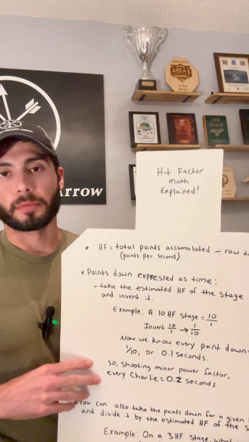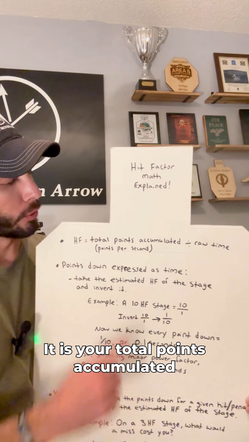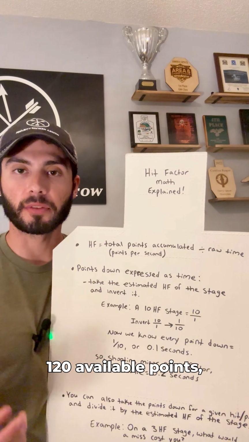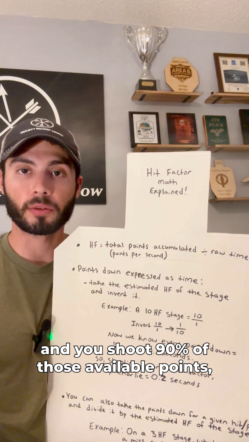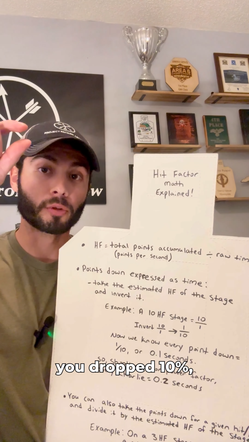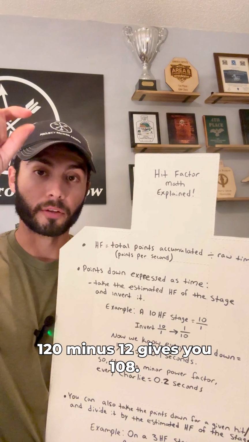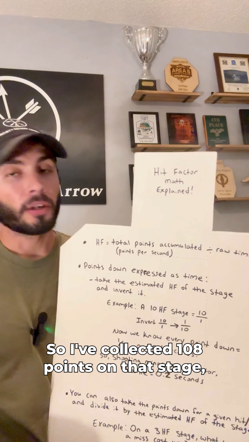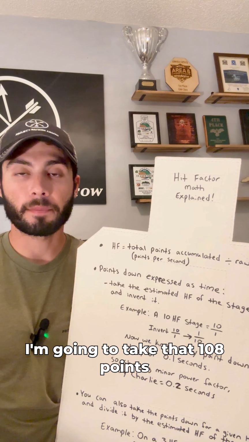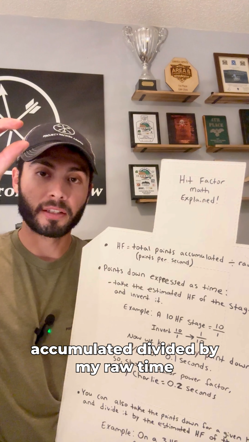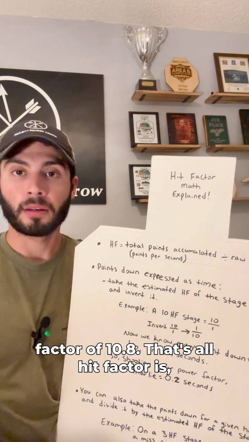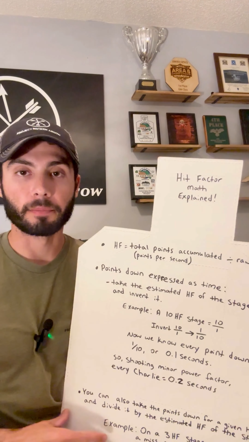So, first of all, what is hit factor? Hit factor is points per second. It is your total points accumulated divided by your raw time. For example, if there is a stage with 120 available points and you shoot 90% of those available points, you've collected 108 points. You dropped 10%, meaning you dropped 12 points. 120 minus 12 gives you 108. And for easy math, let's say I ran it in 10 seconds flat. I take that 108 points accumulated divided by my raw time of 10 seconds to give me a hit factor of 10.8. That's all hit factor is: points divided by time.